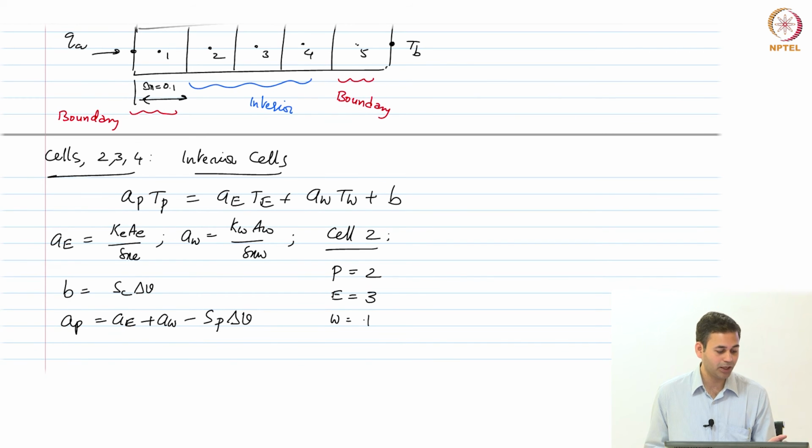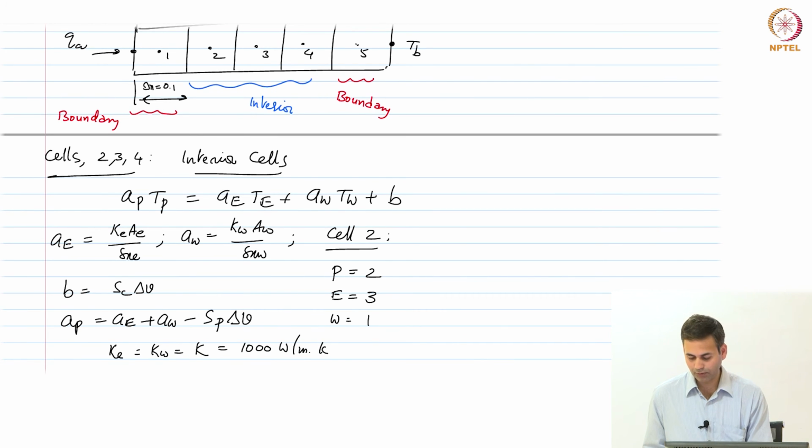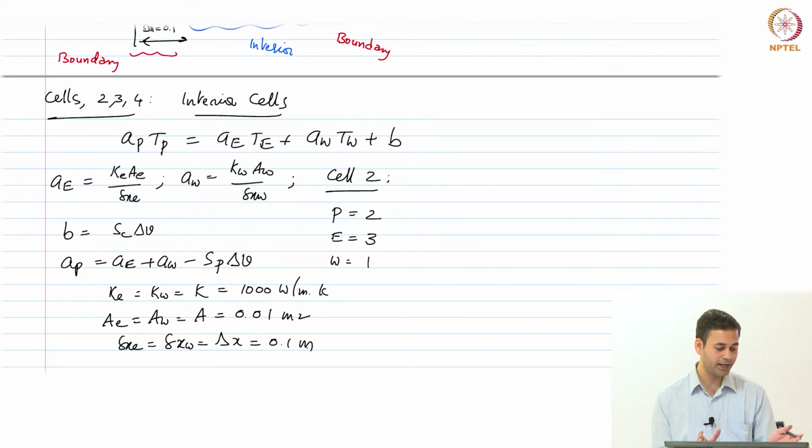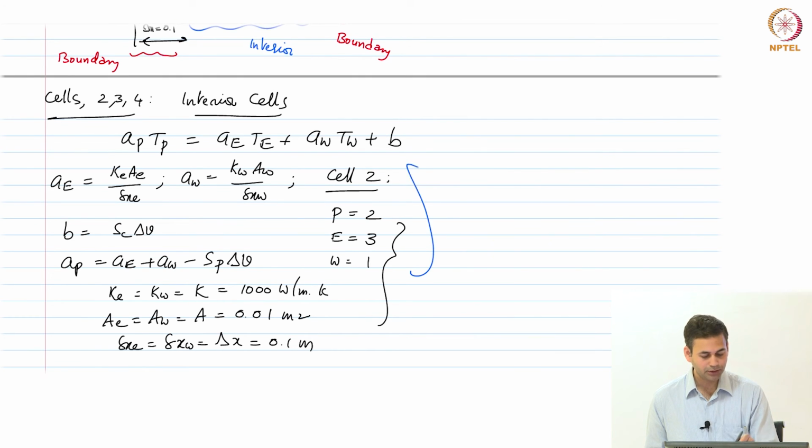And essentially, do you know what is K? K east equals K west equals constant, that is already given, 1000 watts per meter Kelvin. And we also know what is cross section area A, delta x is known, so A east equals A west equals A equals 0.01 meter square. What will be del x E? Del x E equals del x W equals del x equals 0.1 meters. So everything is known. You can evaluate what is A east, A west, A P as well, because Sc and Sp are also known. You use all these values and plug in all these things back into this equation, right?